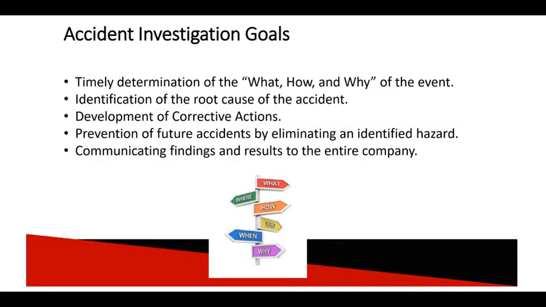Accident investigation goals. To timely determine the what, how, and why of an event, which will help identify the root cause of the accident, which will in turn help us develop the corrective actions for the direct, indirect, and root cause. It will also aid in preventing future accidents by eliminating any identified hazards. And once all these are found, we will have to communicate the findings and results to the entire company so we can all learn from each other.